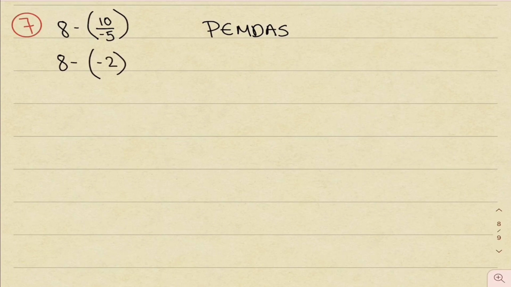Now don't forget there's a multiplication in front of the parentheses. You have to know that there's always a 1 here, multiplying what's inside the parentheses. Now in this case, I have negative 1 multiplying the negative 2. So I'm going to go ahead and do that. I'm going to rewrite 8. Now I have negative 1 times negative 2. That's positive 2. Now I have 8 plus 2, which is 10.